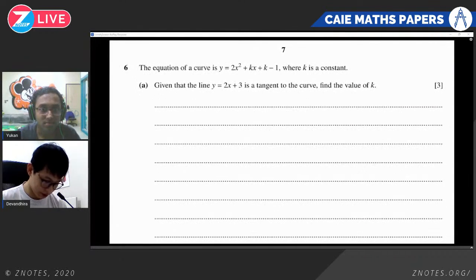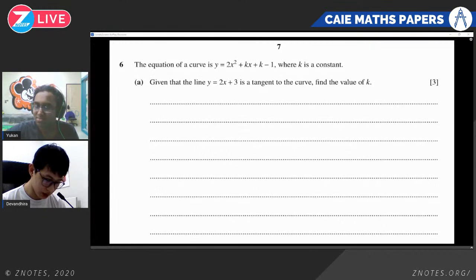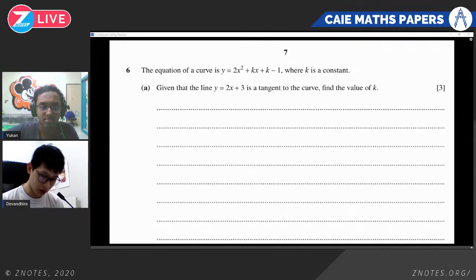All right. Next question. The equation of a curve is y is equal to 2x squared plus kx plus k minus 1, where k is just a constant. Given that the line y is equal to 2x plus 3 is a tangent to the curve, find the value of k. So in this kind of question where you have to look for the value of k, the range of values of k, or what possible values of k, you would usually use the discriminant. And in this question we would be using the discriminant.